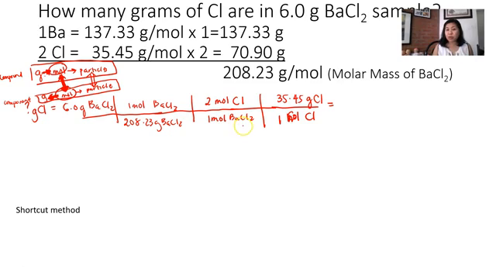1 mole of barium chloride will contain 1 mole of barium atoms and 2 moles of chlorine, because we're looking at the collective group, okay? So that's 2 moles of chlorine. We know that a mole of chlorine will weigh how much? 35 grams. That's the molar mass of your chlorine. Molar mass of chlorine is 35.45 grams per mole. I got that from the periodic table.